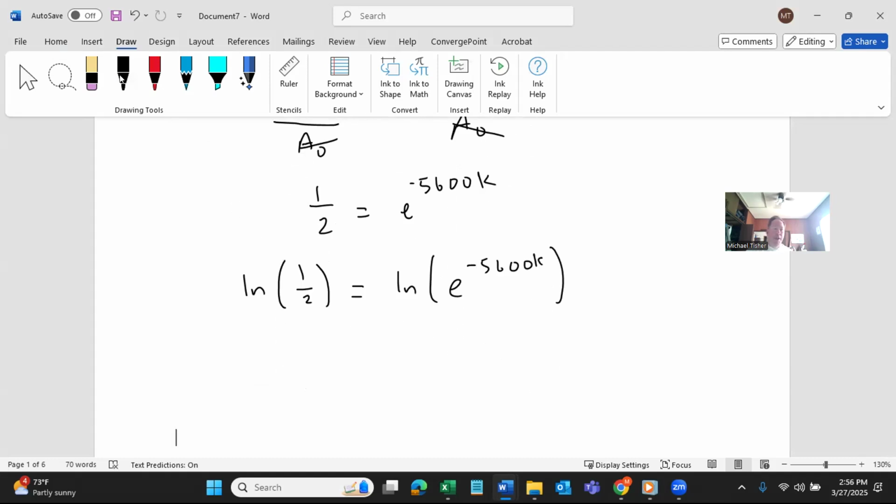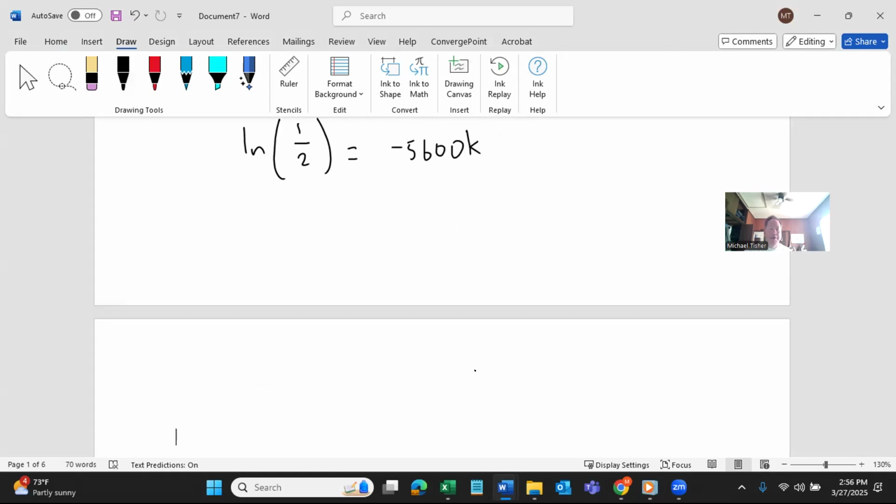Let's go ahead and bring down ln of 1/2 for now. It equals the ln and e essentially cancels each other out. And so we're left with the exponent, which is negative 5,600k. Now we can readily get the k by itself. To get the k by itself, let's divide both sides by negative 5,600.